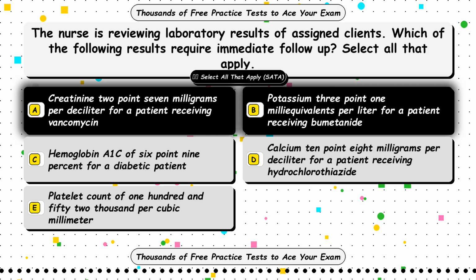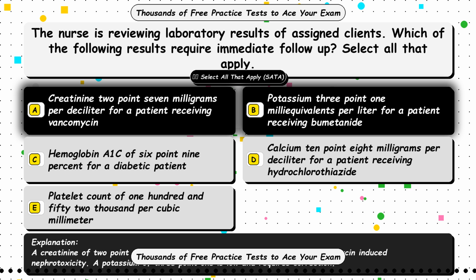The correct answers are options A and B, creatinine 2.7 mg per deciliter for a patient receiving vancomycin, potassium 3.1 milliequivalents per liter for a patient receiving bumetanide. A creatinine of 2.7 is critically high and indicates potential vancomycin-induced nephrotoxicity. A potassium of 3.1 is low and requires correction.